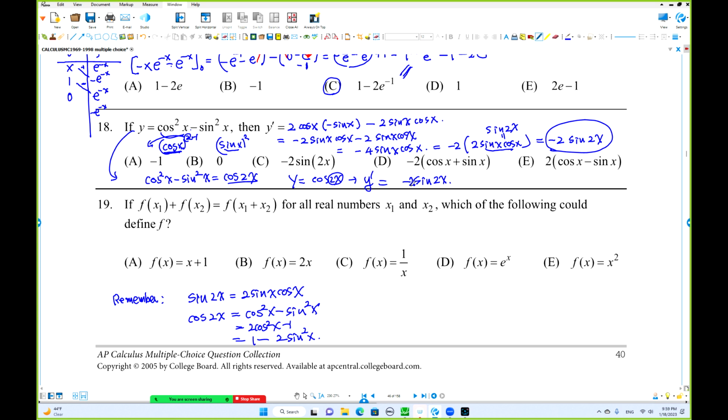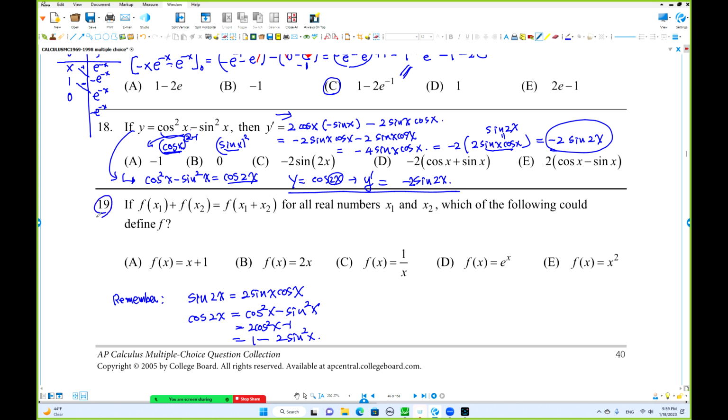Are you okay? So this is the long way, this is the shortcut. If you know that cosine square of x minus sine square of x equals cosine 2x, it's a very simple formula.